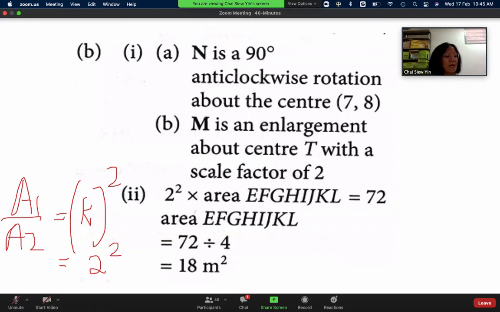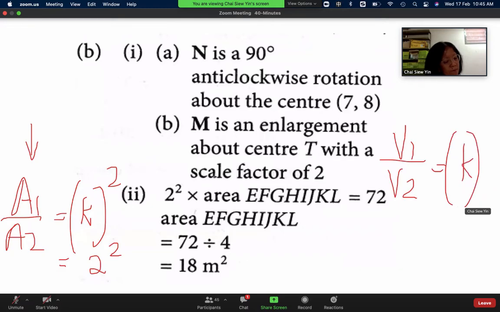2 squared times area KFGHIJK is equal to 72. Yeah, that's how you get 2 squared for similar objects, for similar shapes, using this formula here for area. K is the scale factor. If we are talking about volume, the scale factor to the power of 3. Right? That's why it's a 2 squared here, following the formula for similar objects of area.